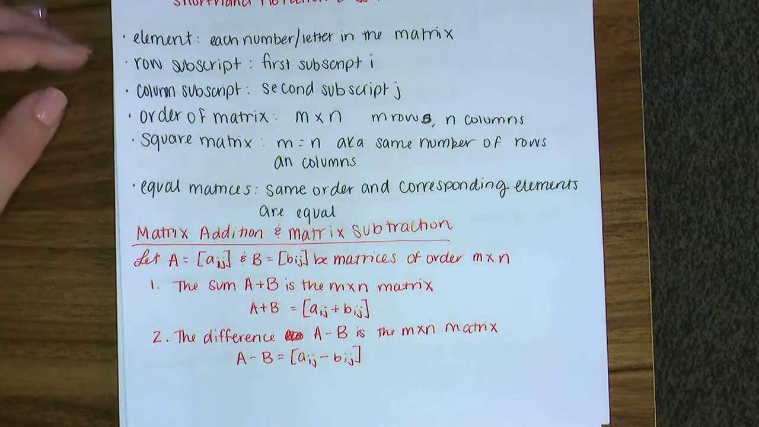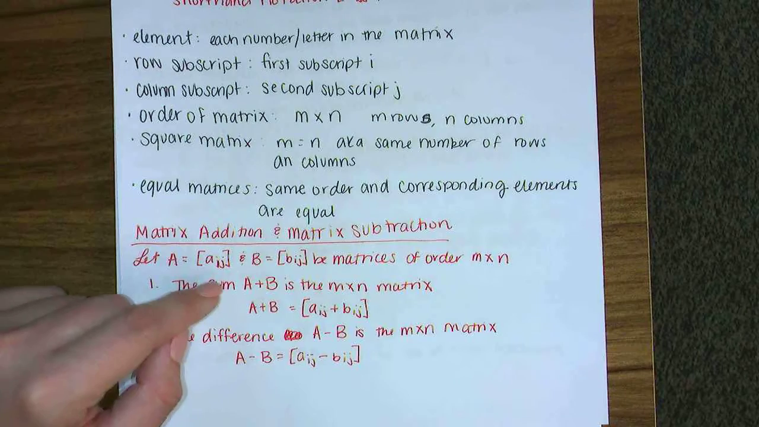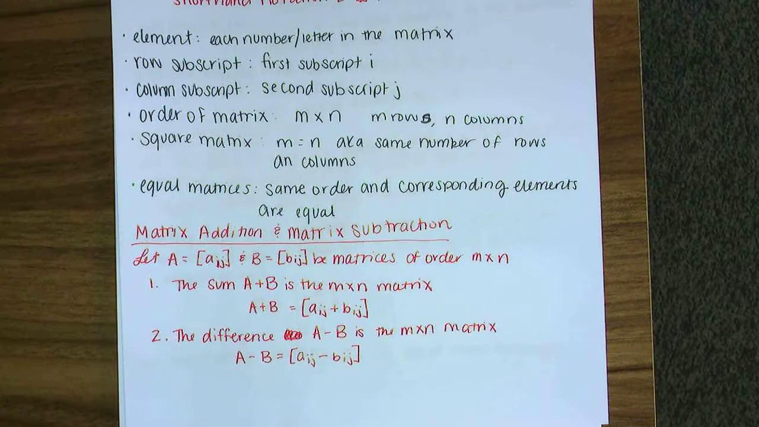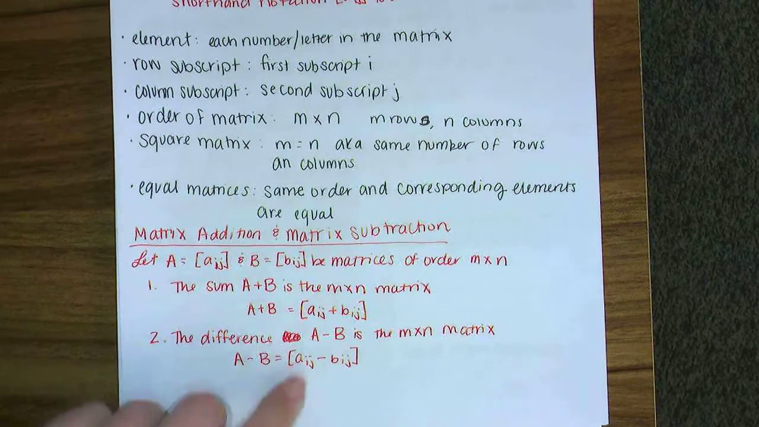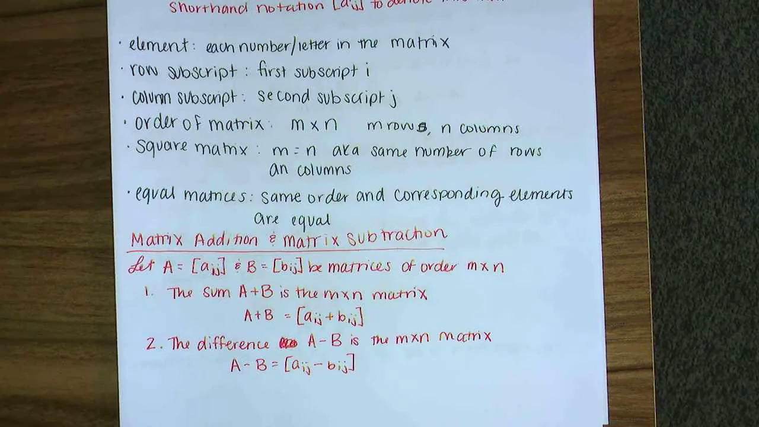Matrix addition and subtraction. Basically, if you have two matrices that have equal order, so they both have to be the same, like M times N, okay, then we can add them together and we can subtract them. So it's just like your normal adding, you add each element up. So like a11 goes with b11, a12 goes with b12, and so on and so forth.